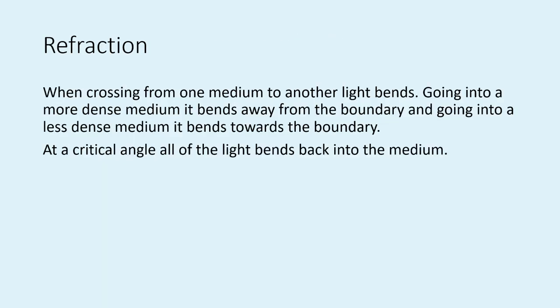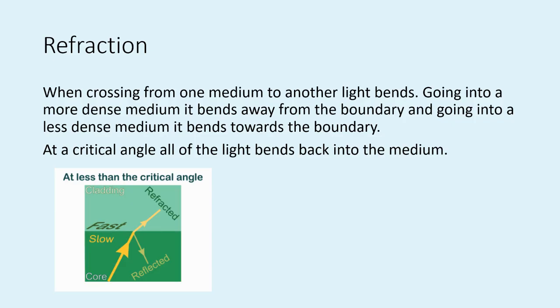Okay, let's talk about refraction. This is something that you'll have covered in GCSE physics, but here's a reminder. When crossing from one medium to another medium, light bends. And you see this effect when you look at sticks in ponds and things like that. Going into a more dense medium, it bends towards what's called the normal. Going into a less dense medium, it bends towards the boundary, so away from the normal. And at a critical angle, all of the light bends back into the medium.